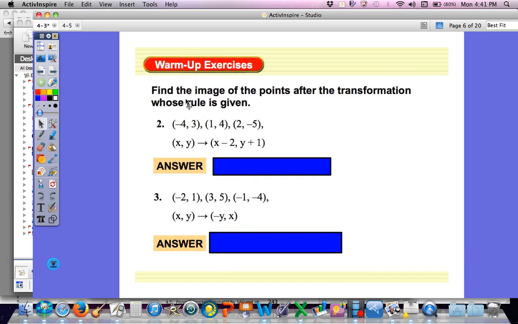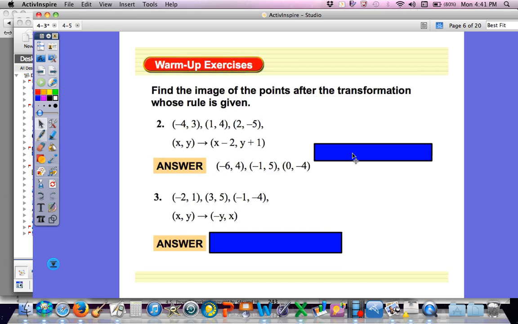Number 2, find the image of the points after the transformation rule is given. So this means for each x, you're going to subtract 2. For each y, you're going to add 1. So you can stop the video, quiz yourself, see if you know it. Those are your answers.